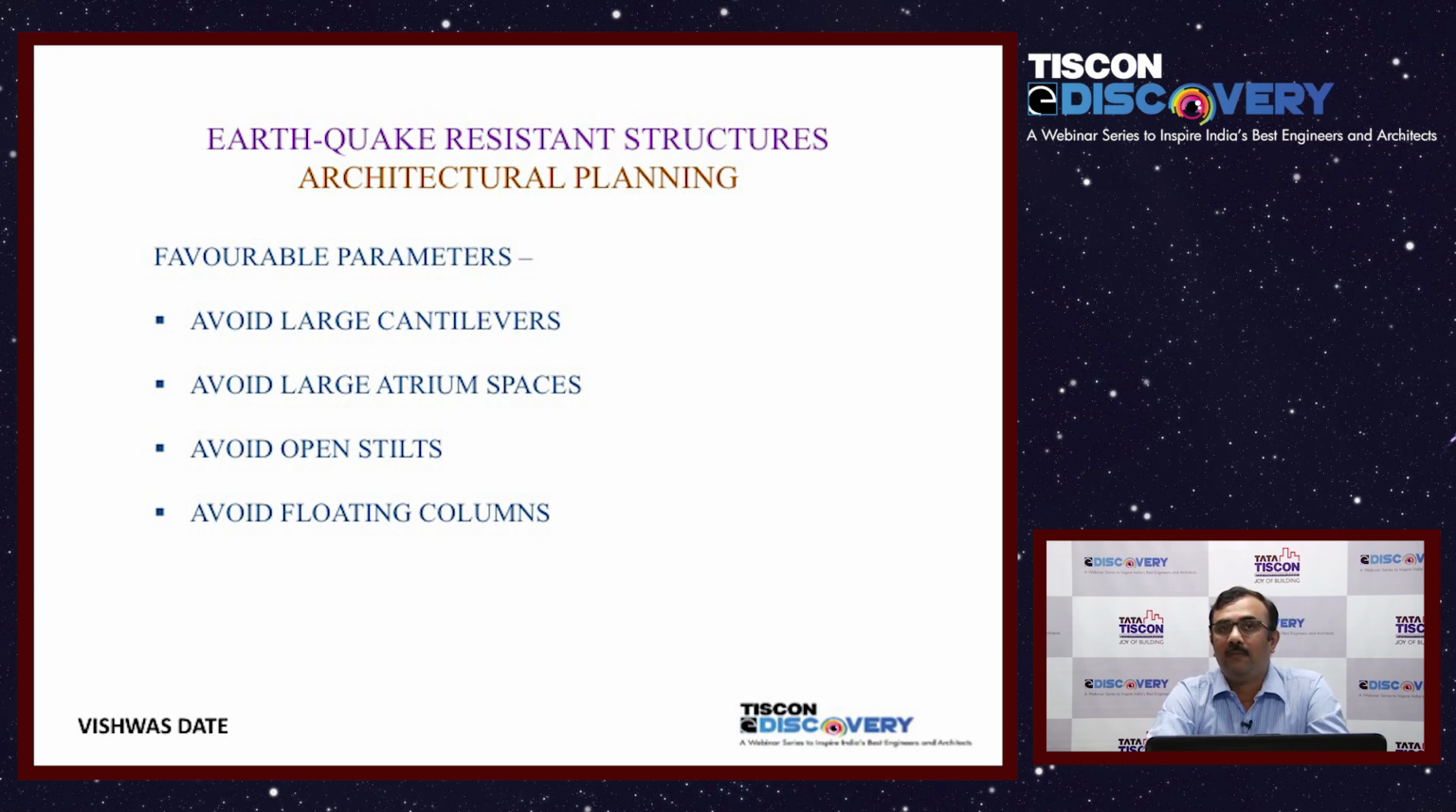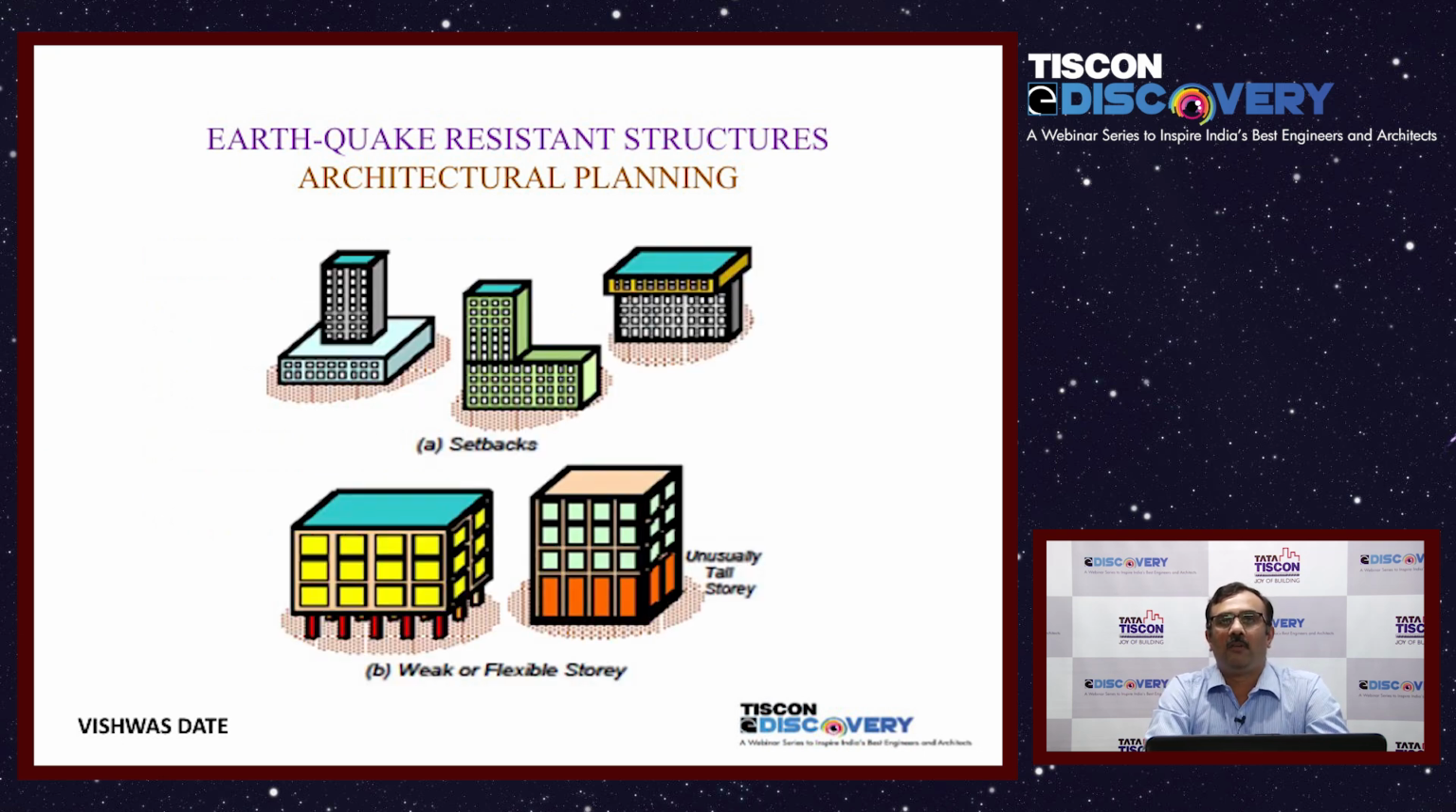Avoid open stilts. We'll see some photographs later of what happens when we have open stilts. Avoid floating columns. Now, I know most architects will preferably not have floating columns. It is not desired, and everybody understands it. But we still need to have floating columns because of some necessity. So, when I say avoid, it does not mean it cannot be done. It just means keep it to a minimum so that every structure can be made as stable and as simple as possible. So here are some graphical images of how architectural planning might affect.